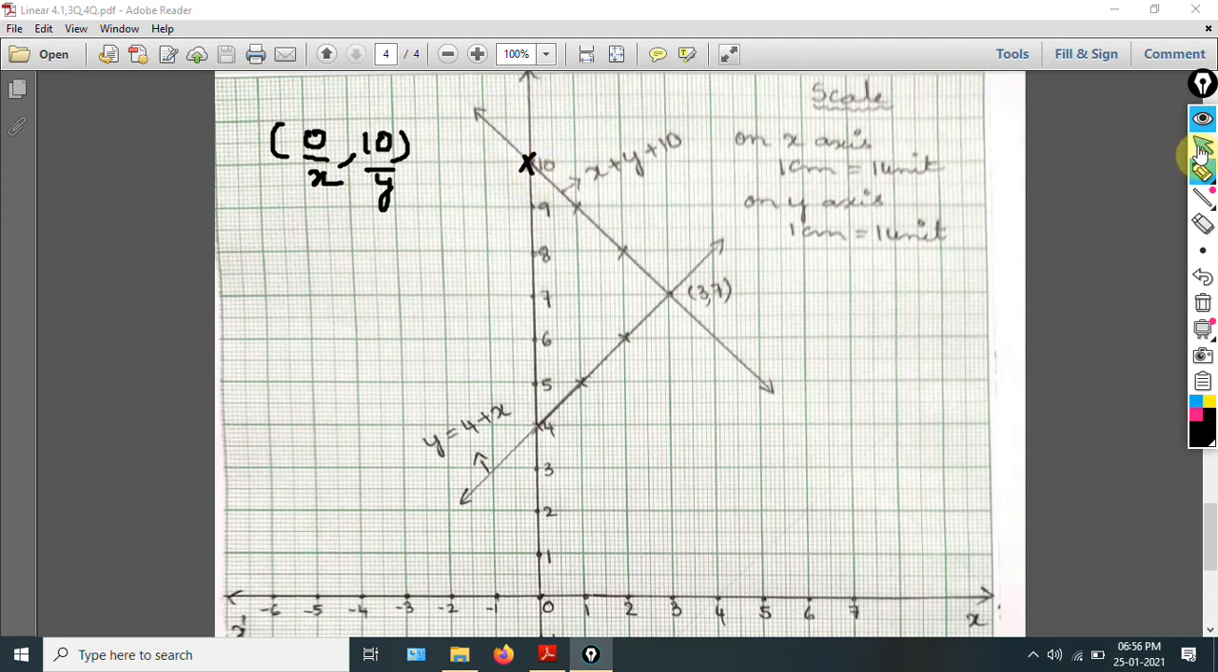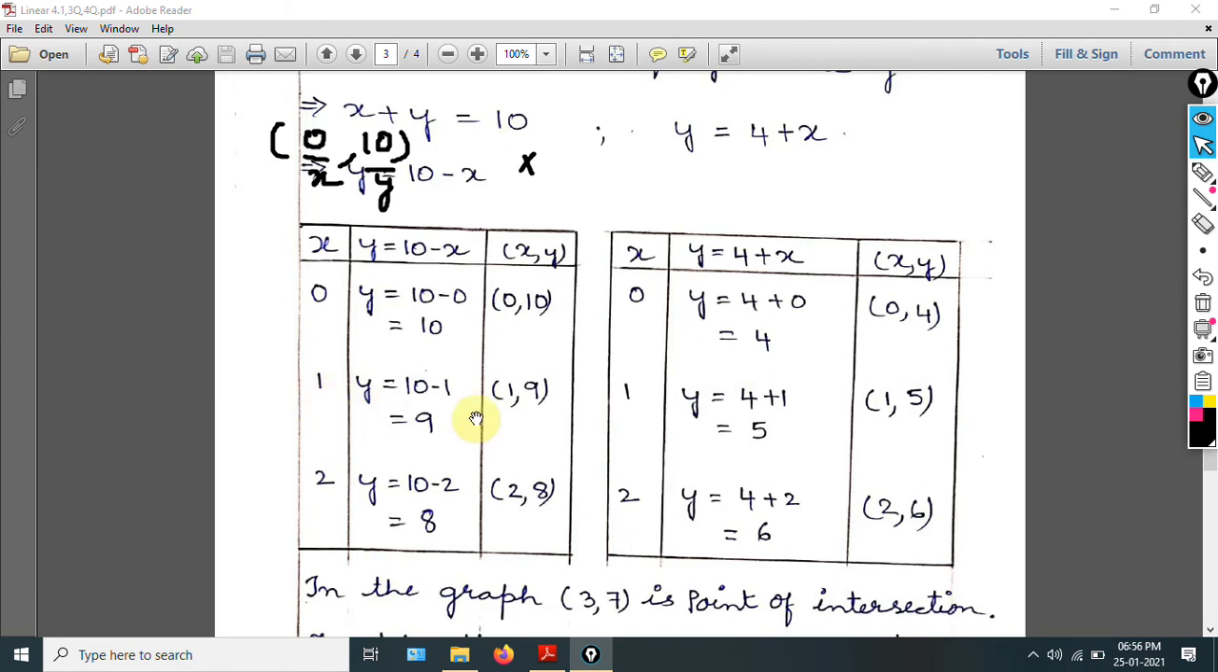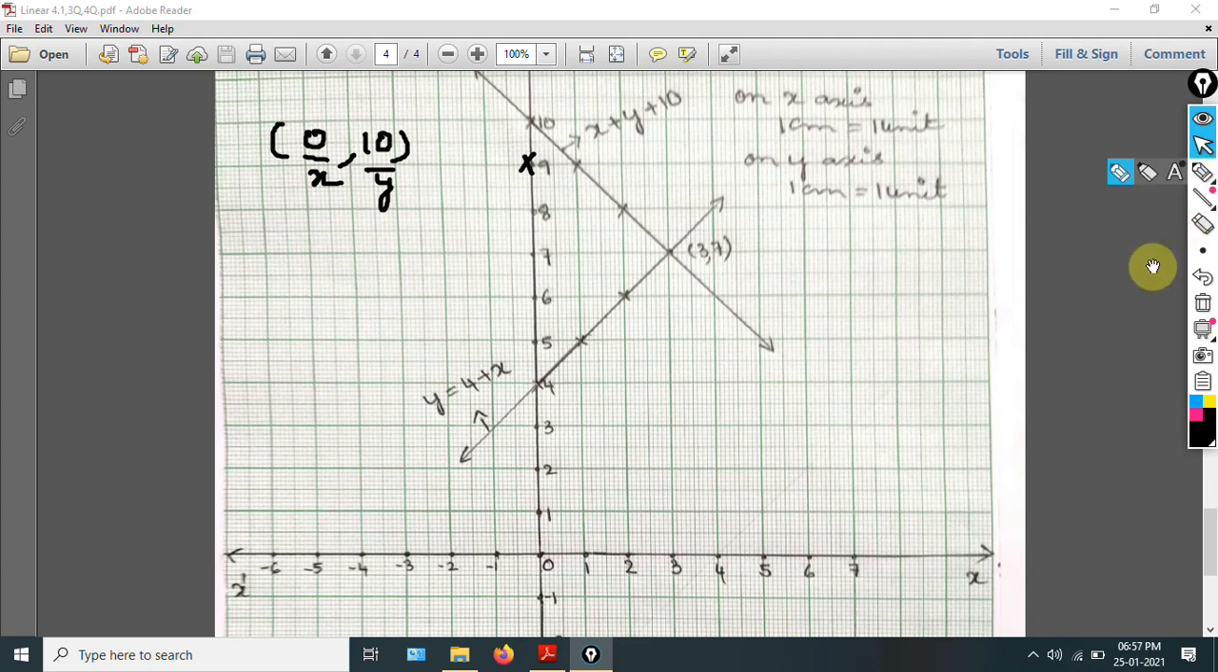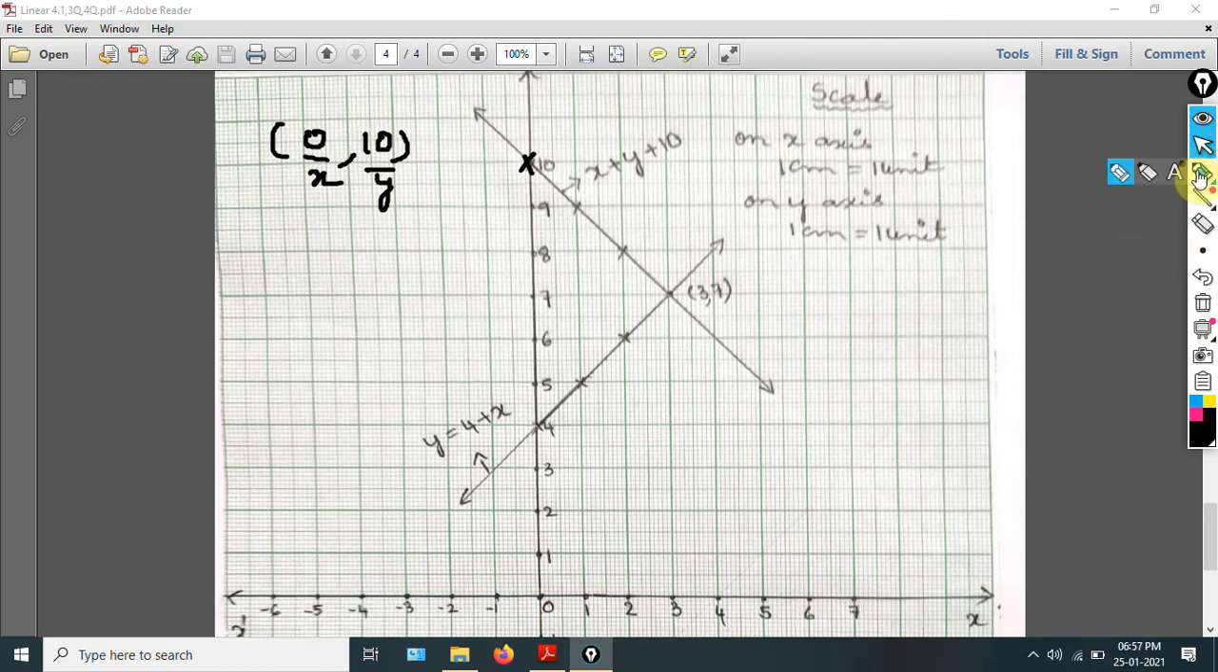Okay. Next, what is the second point? The second point is 1 comma 9. So I am writing here 1 comma 9. Here the x value will be there, and here the y value will be there. So how much is x? 1. So on the x-axis, where are we getting 1? Here. From this position only we have to see where we are getting the y value. How much is y? 9. So here we should put one cross mark.